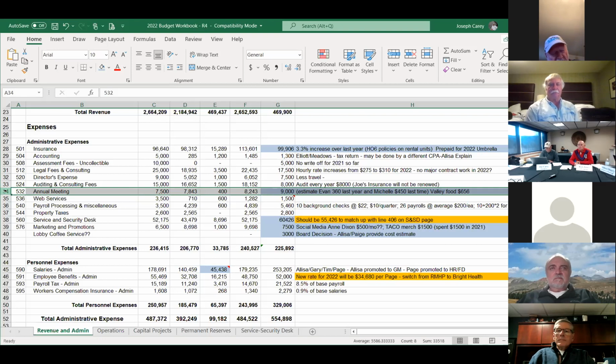I know we're probably trying to cut expenses rather than increase expenses, but I think we need to get real about the annual meeting. Those of us that have been around for a while remember annual meetings that were very well attended. I guess I would just say, if we're going to try to encourage the annual meeting, then we probably need to budget appropriately.